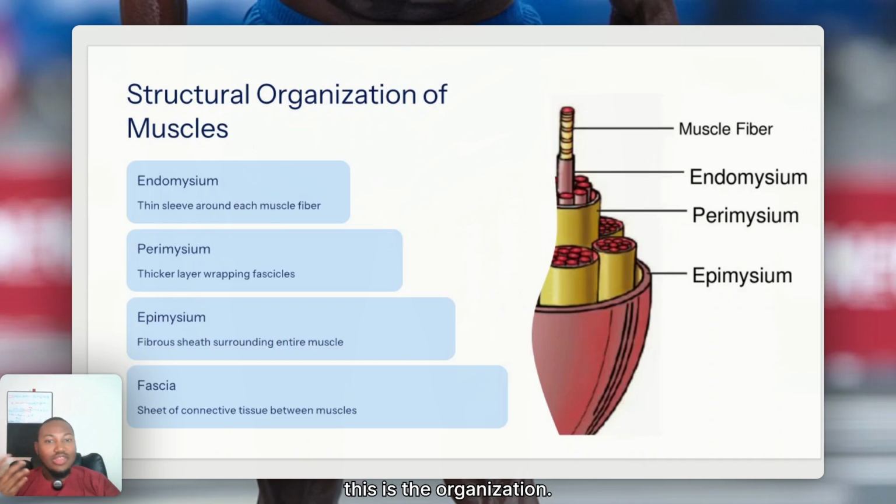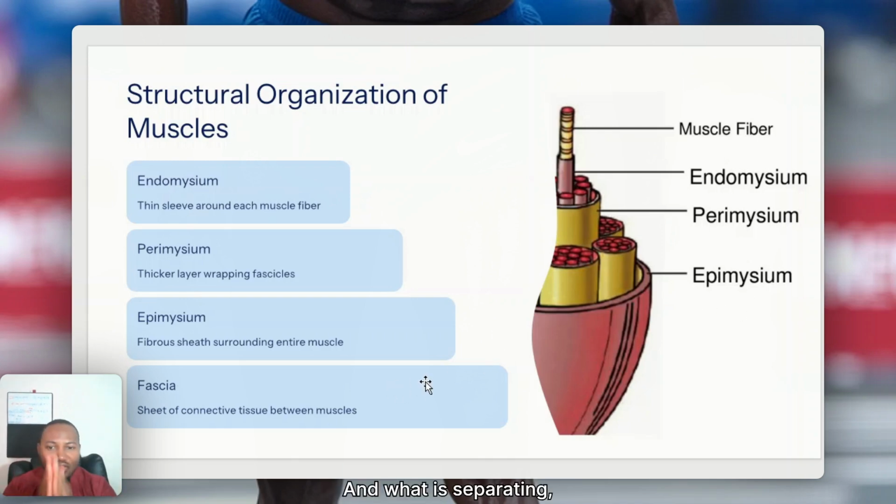Now, this is the organization. I told you, this is a muscle fiber, all right? This is a fascicle, and this is the muscle itself. So a fascicle houses a lot of muscle fibers. So one muscle fiber is being covered by the endomysium, a fascicle is being covered by the perimysium, and the entire fascicles together are covered by epimysium. You have to take note of this.